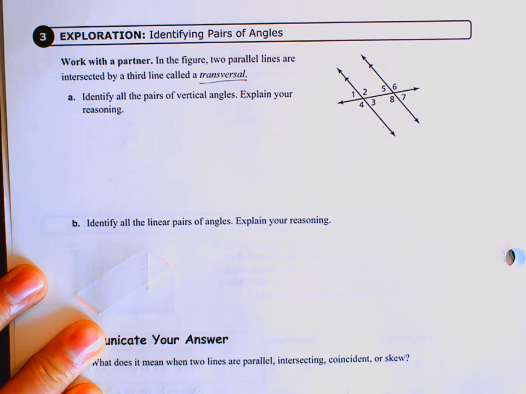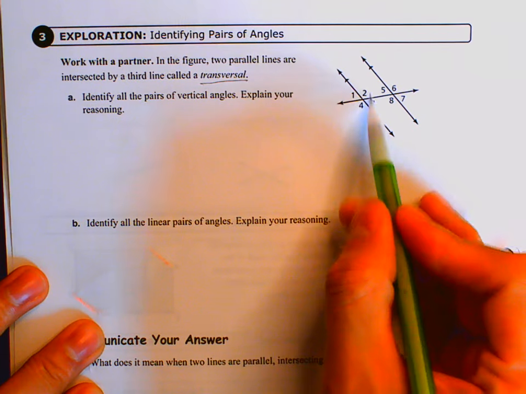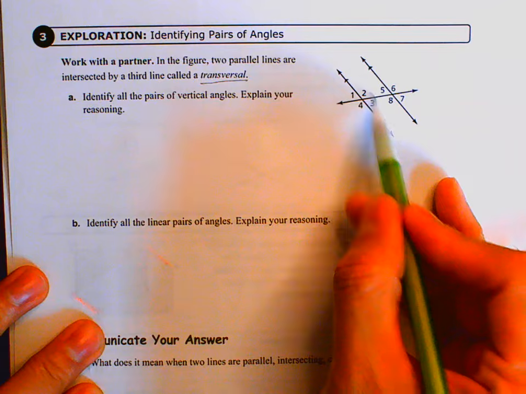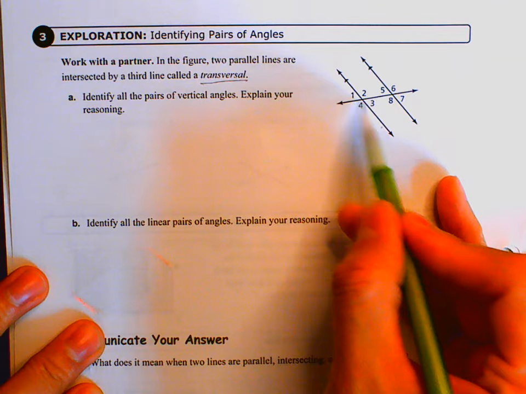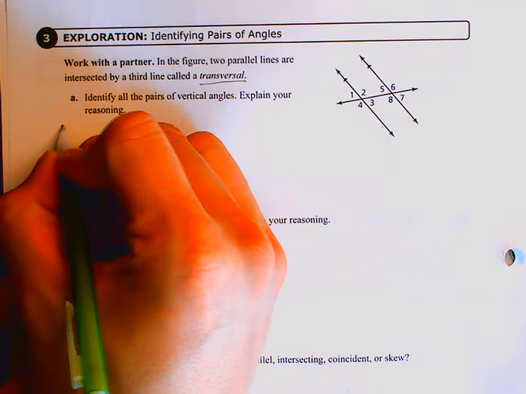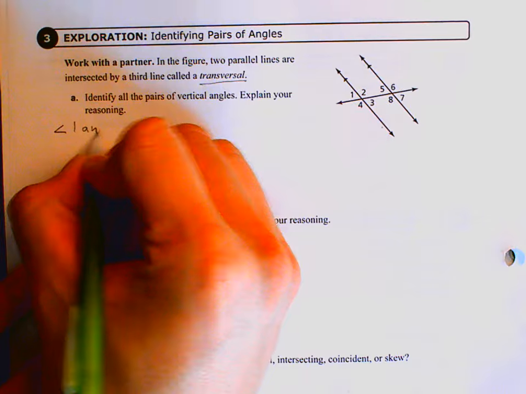So if we look at the vertical pairs first, these are the angles that are right across from each other, and the only thing that they have in common is the vertex. For example, if we look at the left-hand side of this, we can see that we have 1 and 3. So angle 1 and angle 3.